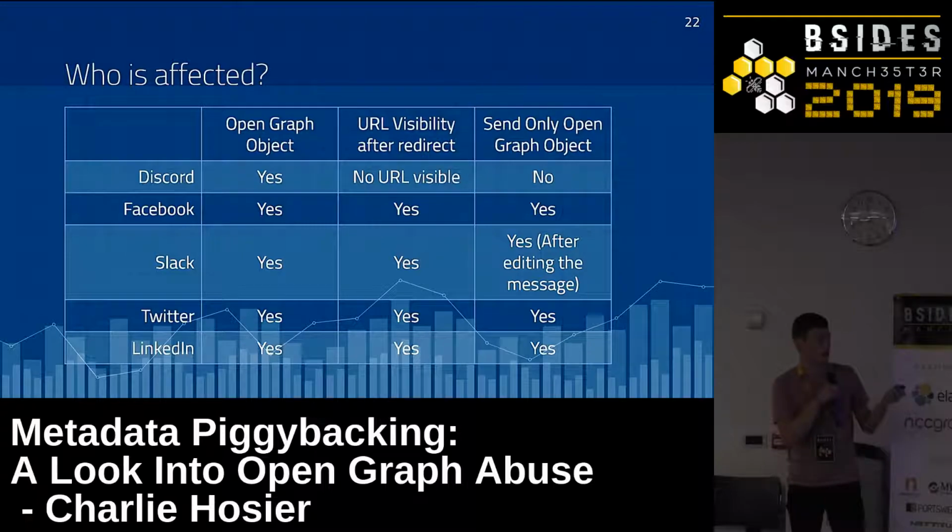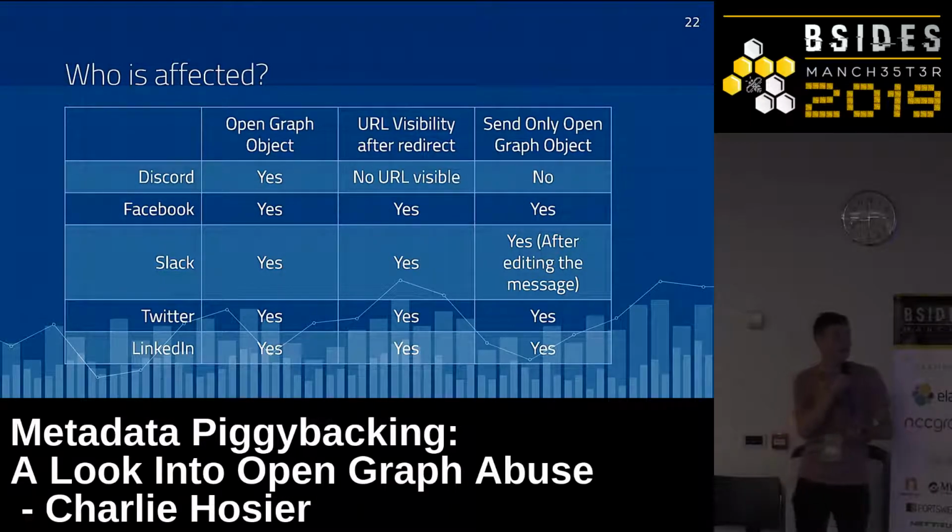Facebook, you can send an Open Graph object. The URL visibility is of the final destination after a redirect, which means you can change where it looks like it's going to, and then it also sends only the Open Graph object.